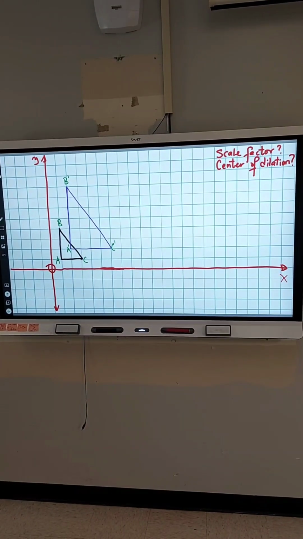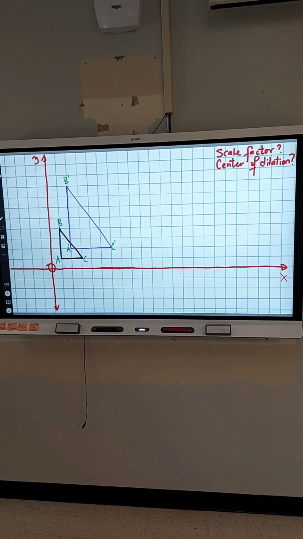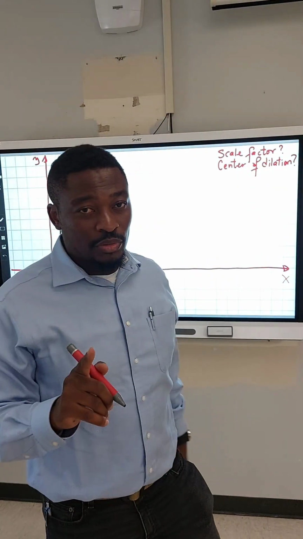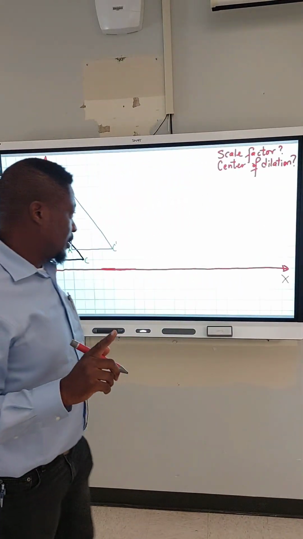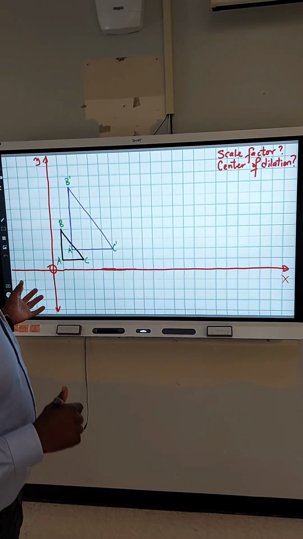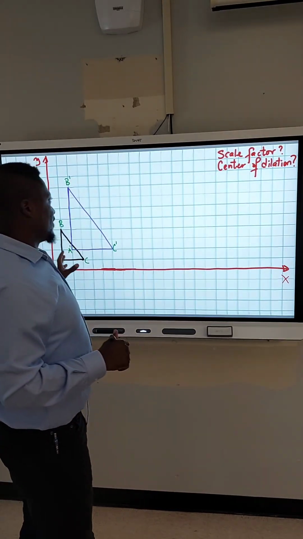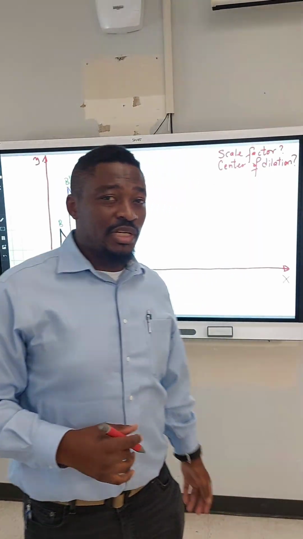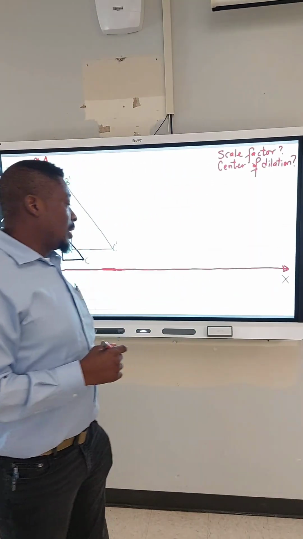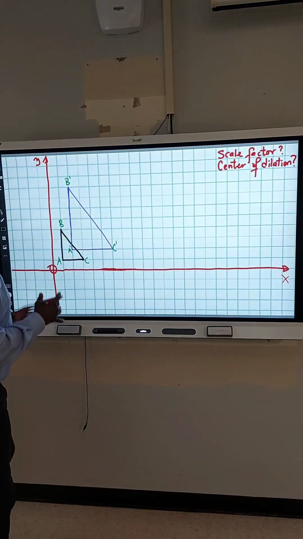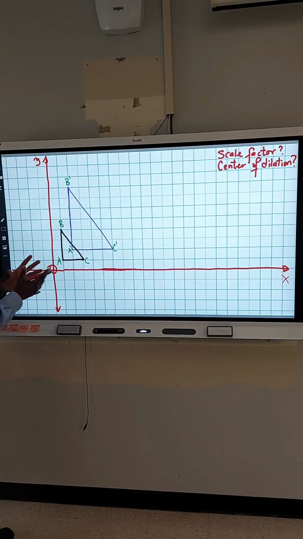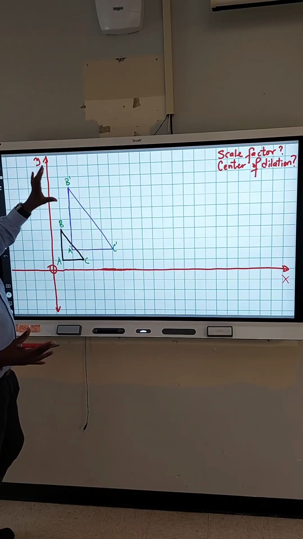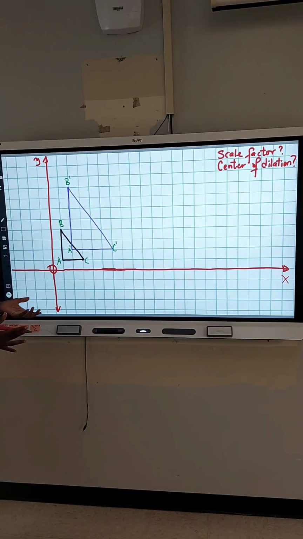Not all triangles are similar. To determine if triangles are similar, you want to calculate the scale factor of dilation. Now, looking at these two triangles, I want to determine the scale factor, and I also want to determine where the center of dilation could possibly be.